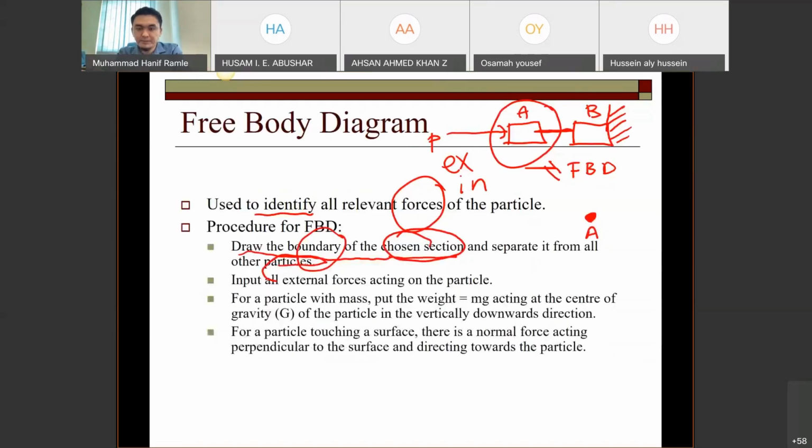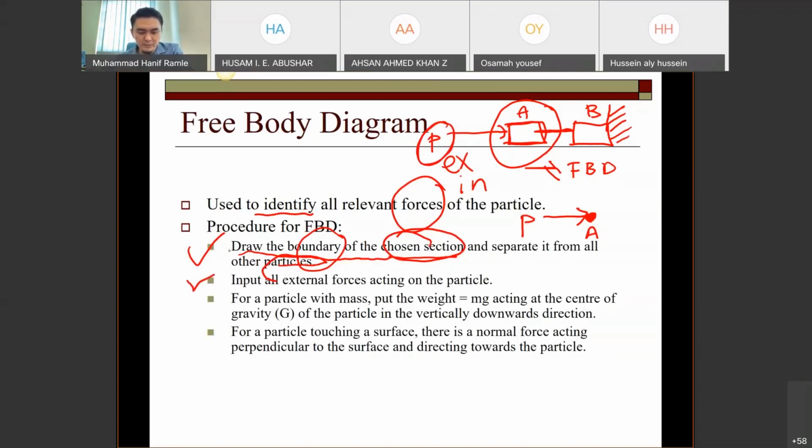Okay. This is A. And then the second step: input all external forces acting on the particle. From A here, you can see the external force, which is P. You have to put P here. All right, this is done.